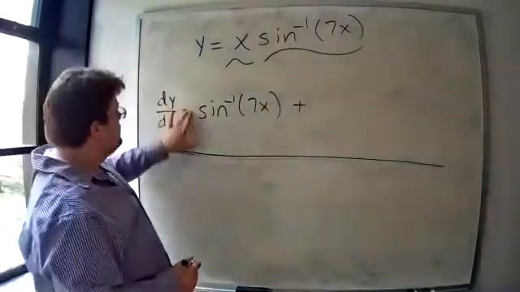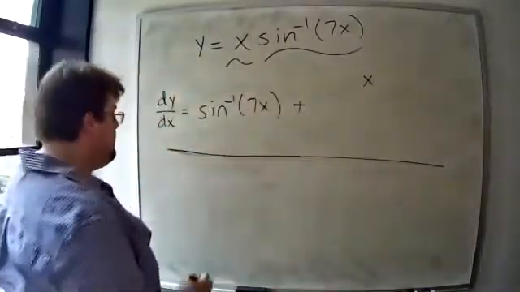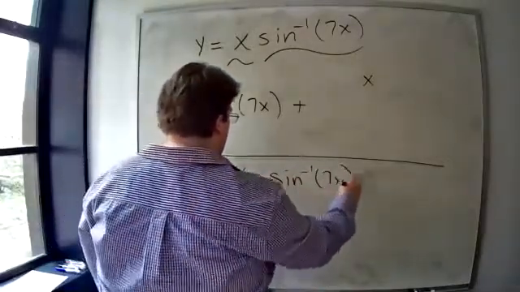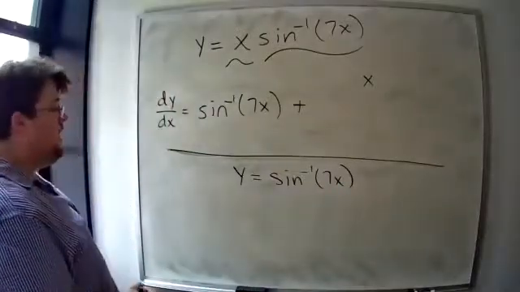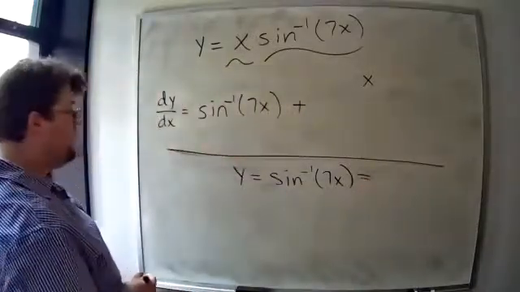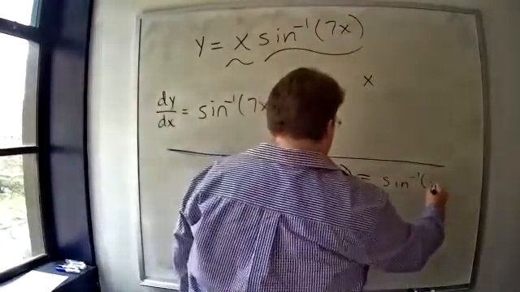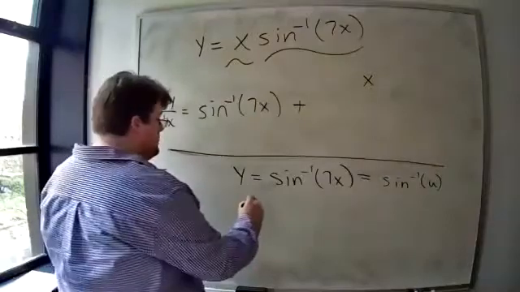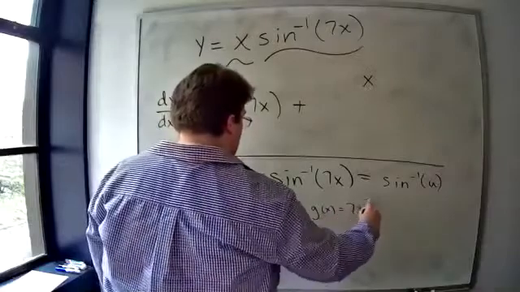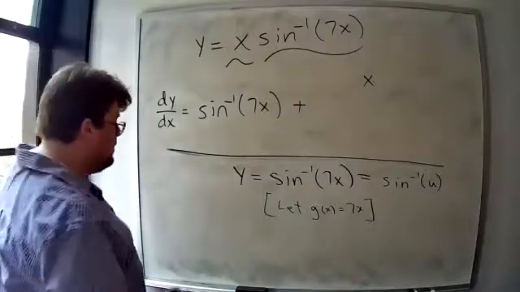So we have derivative of the first, which is 1 times the second, plus the first times the derivative of the second. So we need the derivative of the inverse sine function. Here we have an inverse sine function. The first rule on page 4 of the derivative rules tells us how to take the derivative of inverse sine of something. So we'll let u be the inside. Alternatively, you would let g of x be 7x, and then f of g of x is sine inverse of 7x.